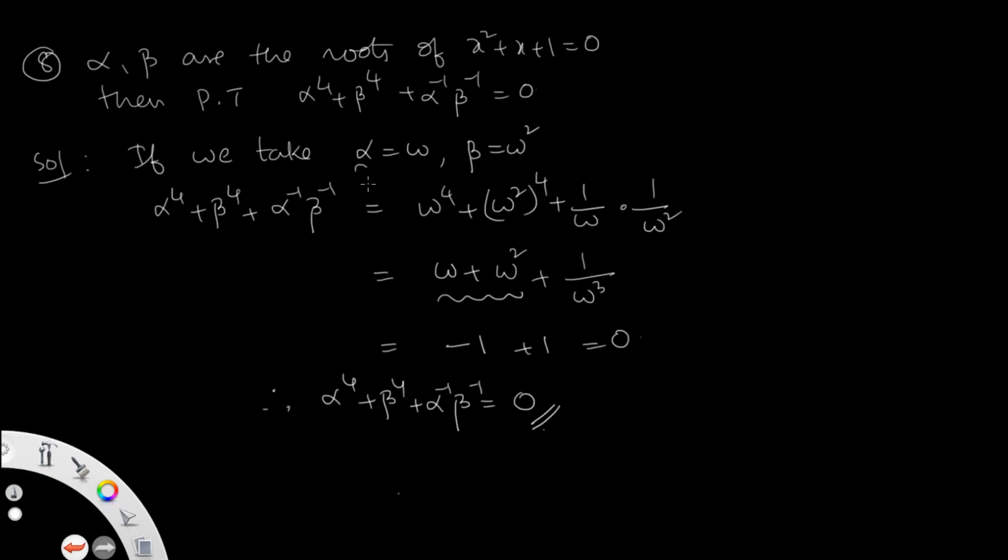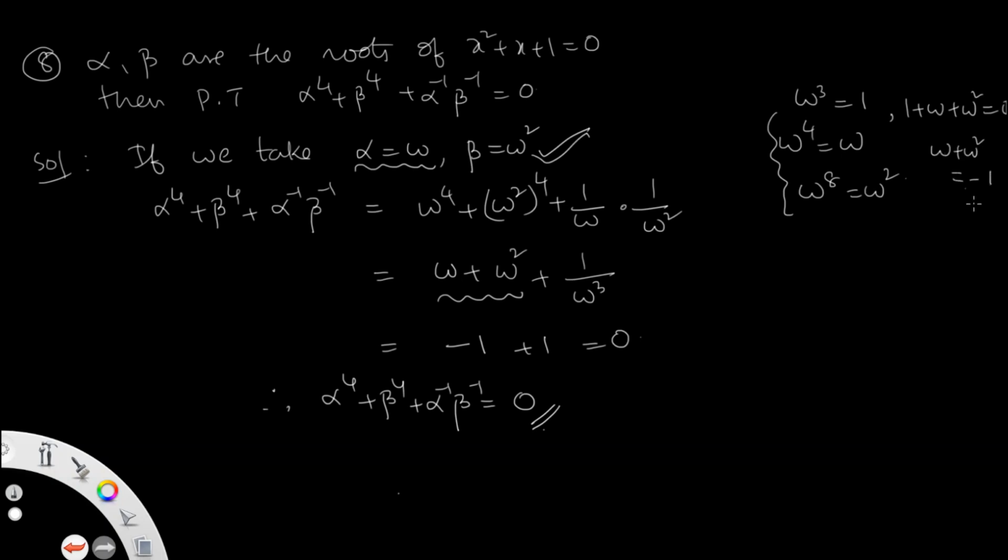What we have taken: alpha equal to omega, beta equal to omega square. Then substitute in the question: omega power 4 is nothing but omega, omega power 8 is nothing but omega square, and omega cube is nothing but 1. Therefore 1 plus omega plus omega square equals 0, so omega plus omega square equals minus 1. These are the basic formulas. We need those formulas, and then you get the value 0. That's all. First learn the formulas very well and correctly, then it will come easily.